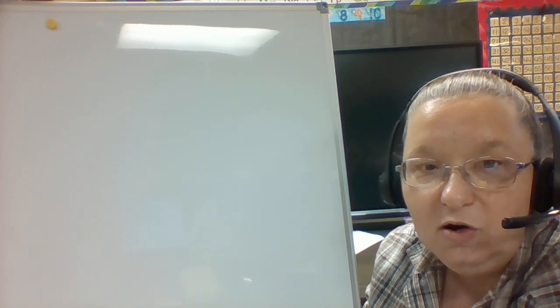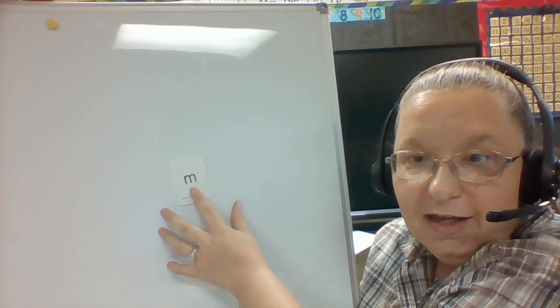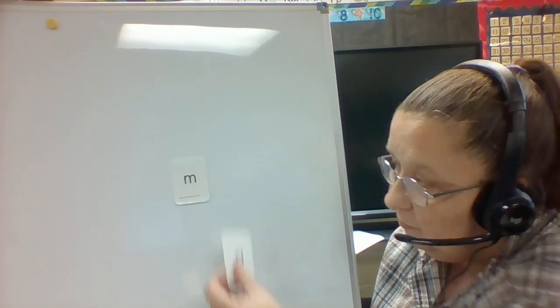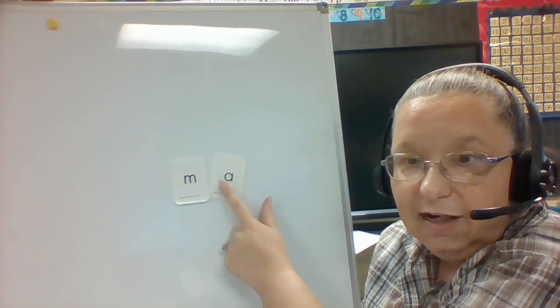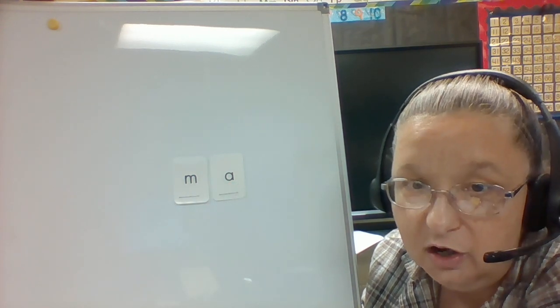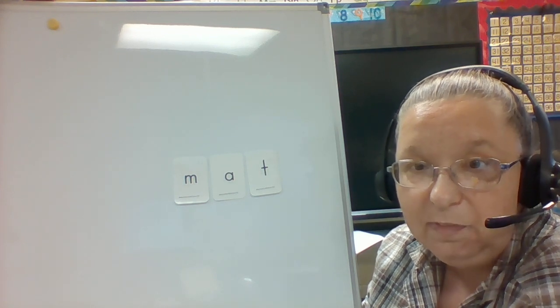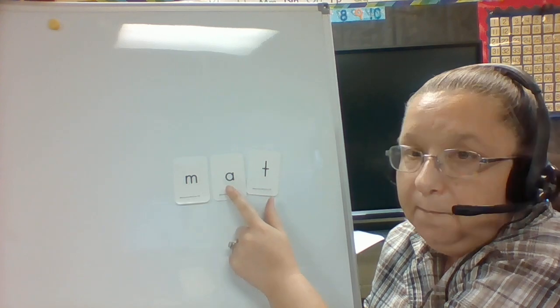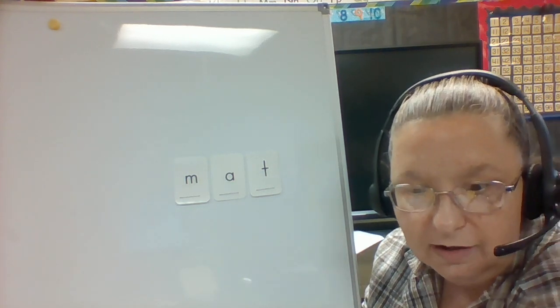Now we are going to use our letter cards and we are going to make some words. Ready? Do you remember what letter that is? M. M makes the m sound. Let's look at this next one. Do you remember what sound the A makes? Ah. Okay, now we have ma, which is not a word. We have to add another letter to make a word. There's our T. We've been talking about T says t. At. Mat.